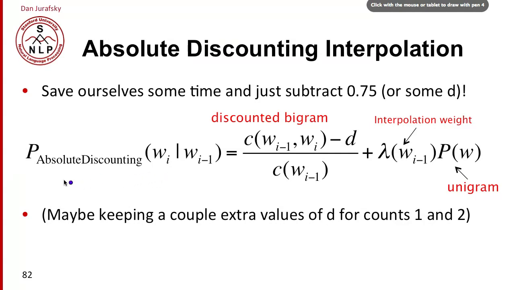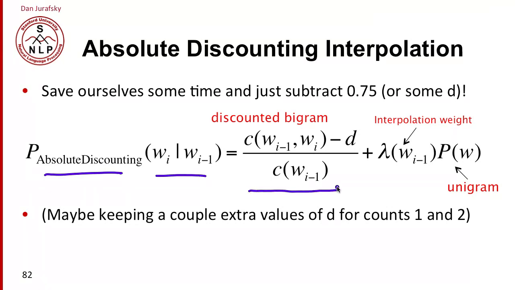So the absolute discounted probability of a word given the previous word will be some discounted bigram interpolated with some interpolation weight with the unigram probability. So we have a unigram probability, P of W, and then the bigram probability, and we just subtract a fixed amount, let's say it's 0.75, from the count, and otherwise compute the bigram probability in the normal way. So we have a discounted bigram probability mixed with some weight, which I'll talk about later how to set, with a unigram. And maybe we might keep a couple extra values of D for counts 1 and 2. Counts 1 and 2 we saw on the previous slide weren't quite subtracting 0.75, so we can model this more carefully by having separate discounts for those.